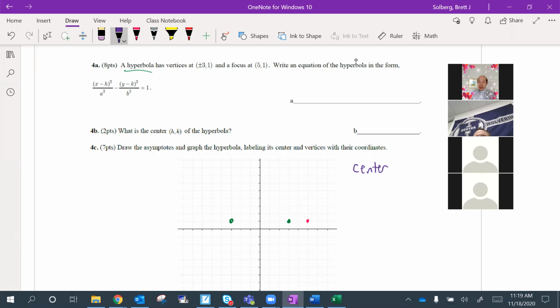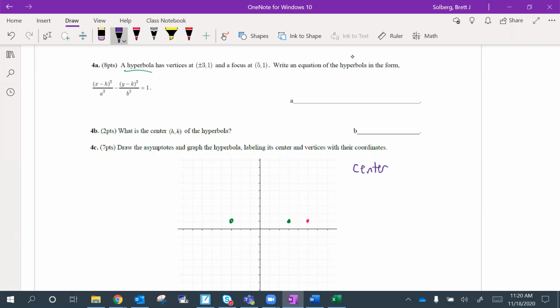Okay, well, let me give you a clue here. This is going to be symmetric. So what did we say this was? This was a vertex, and this is a vertex, and this is a focus. Kind of ignore the focus for now, but where is the middle of those vertices? It's (0, 1). Yeah, there you go. That's going to be the center. And it's good to know where the center is because we have to shift our graph to (0, 1). So there we go. Thanks, Jocelyn.